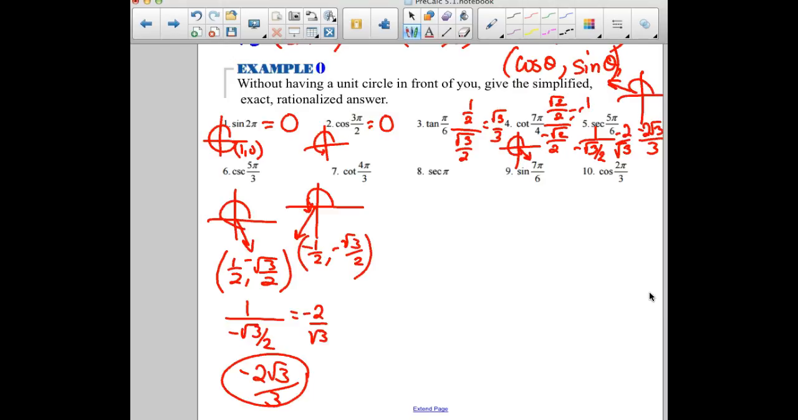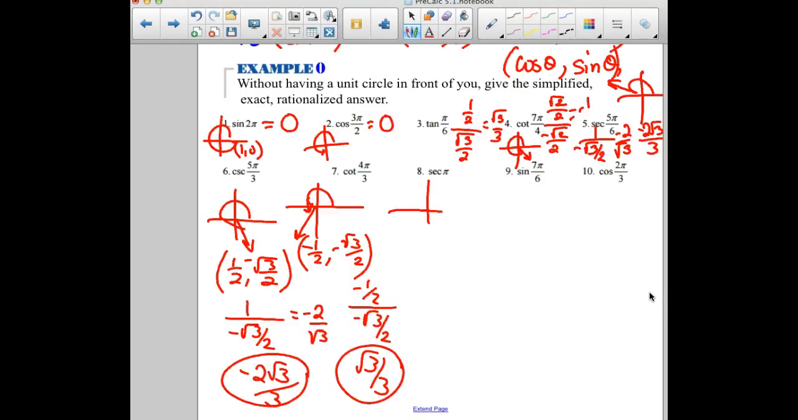And we need the cotangent, which would be x over y. So we have negative 1/2 over negative root 3 over 2. The 2's drop out. The two negatives would cancel out. We get 1 over root 3, which would be root 3 over 3 when it's rationalized.